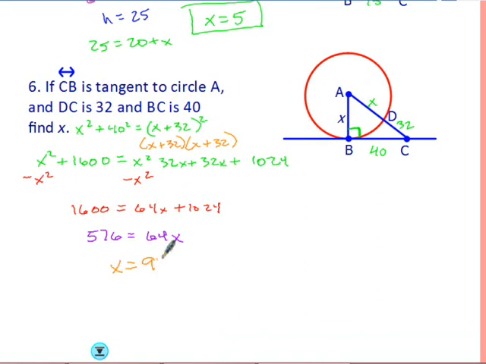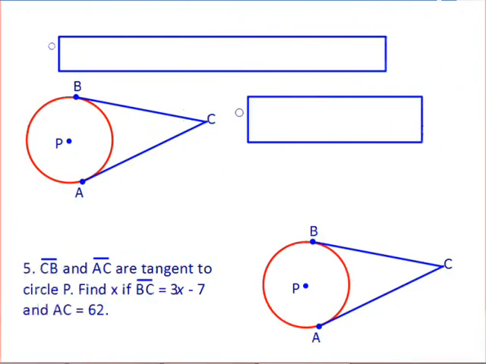So x equals 9. Okay? This part up here is where students sometimes struggle. This is the old algebra stuff you've got to remember. Let's take a look at this.